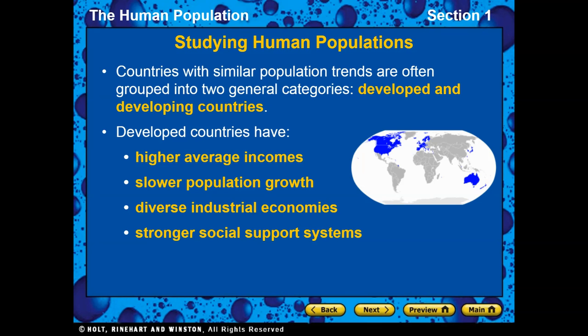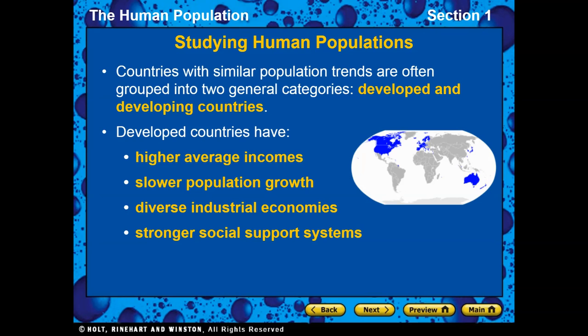The countries with similar population trends are often grouped into two general categories, developed and developing countries. We see this a lot. In blue, what you see are the quote unquote developed countries. These are what we're used to. Average higher income. So we're not having to live on anywhere from $1 to $5 a day. We can live on $10 to $300 a day, depending on who you are.